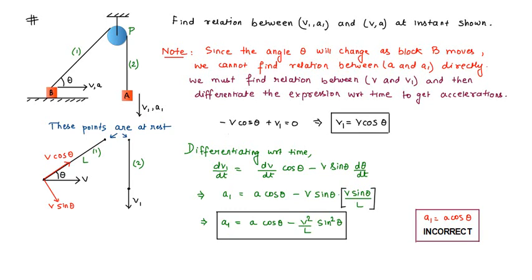Now the point on the string 1, on the segment 1 which is in contact with block B, since this block B is moving forward with a velocity v, this point will also have a velocity v in the forward direction. But remember that we need to take the component of velocities which are along the string. So I have taken a component of v along the string, which is v cos theta.